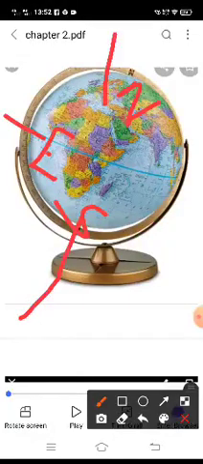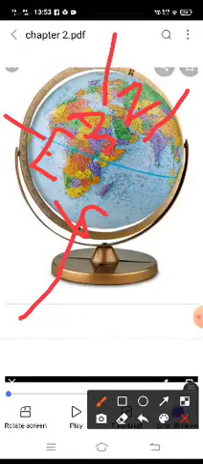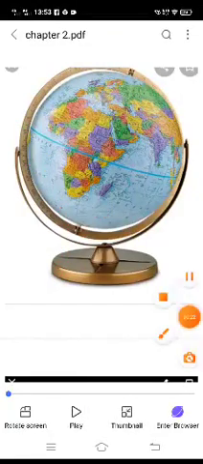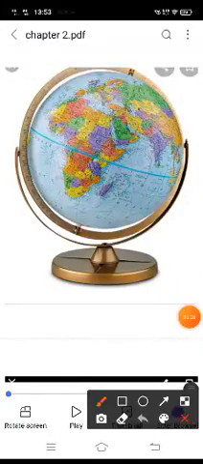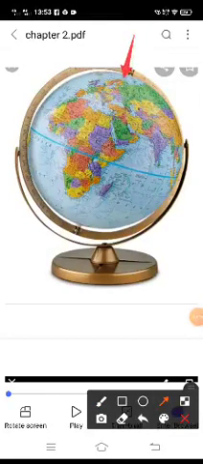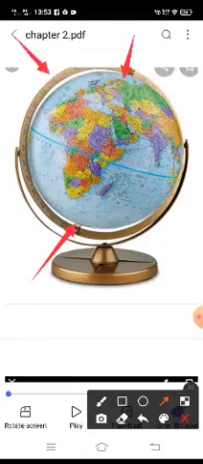The places that lie between the equator and the northern hemisphere, they lie in the Arctic zone. Where is the Arctic Circle? It is over here, the upper place. This is the Arctic Circle and this is the Antarctic Circle. In the northern hemisphere, the Arctic Circle, and in the southern hemisphere, the Antarctic Circle. Tropic of Cancer, Tropic of Capricorn.